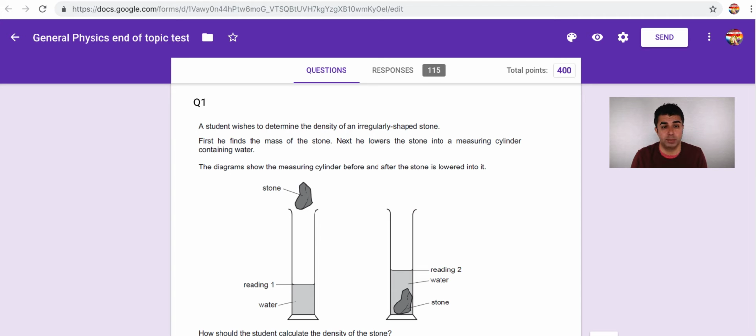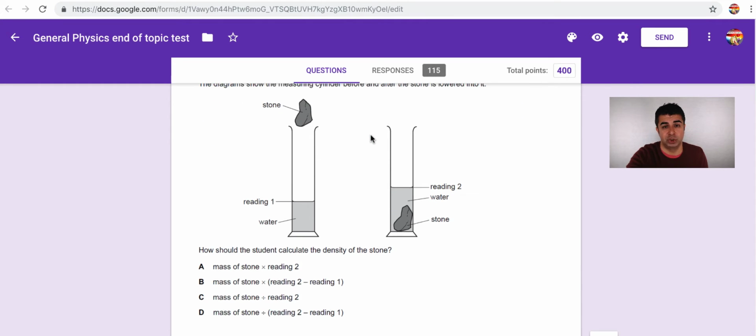So question number 1. A student wishes to determine the density of an irregularly shaped stone. First he finds the mass of the stone. Next, he lowers the stone into a measuring cylinder containing water. The diagrams show the measuring cylinder before and after the stone is lowered into it. How should the student calculate the density of the stone?